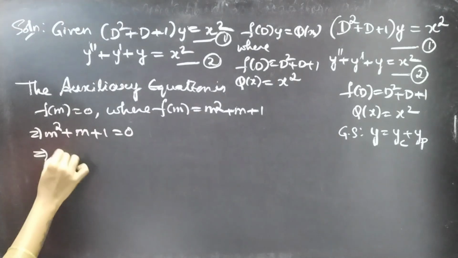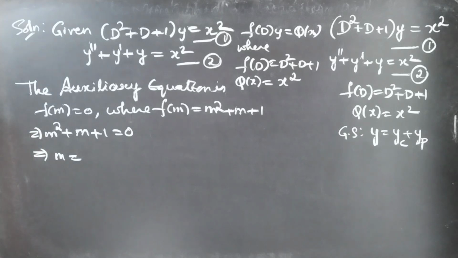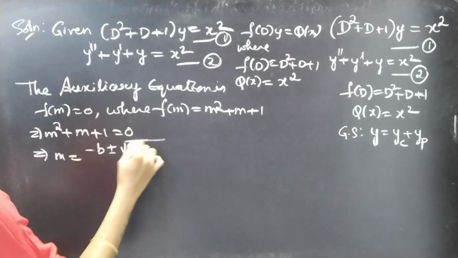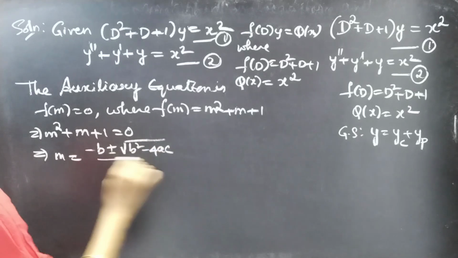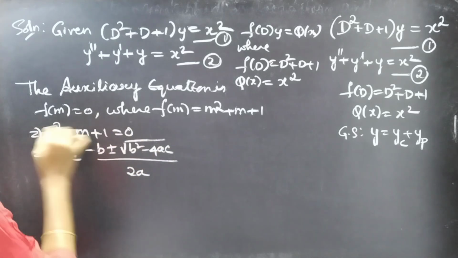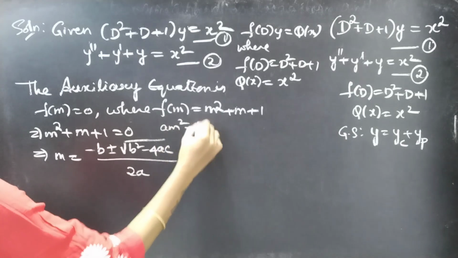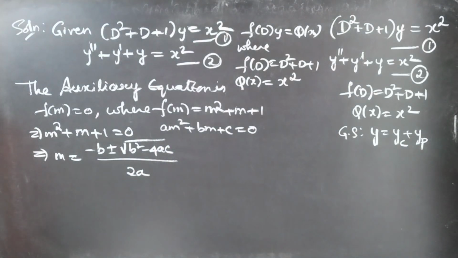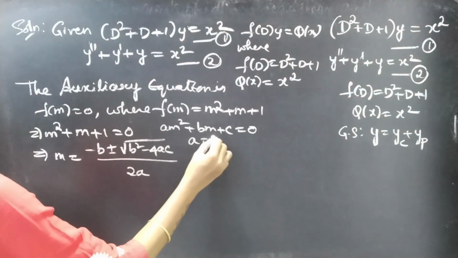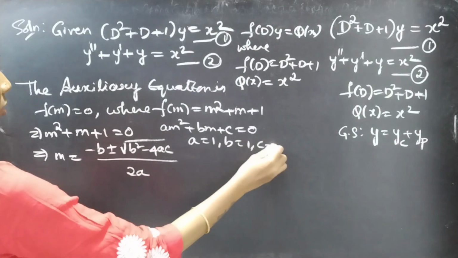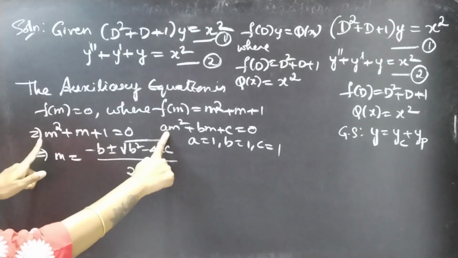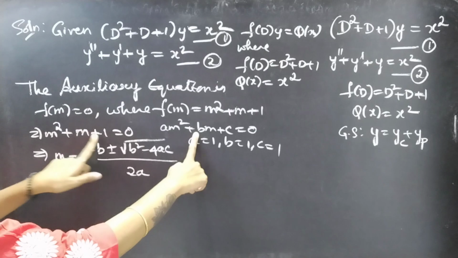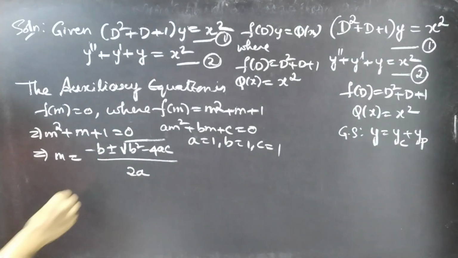Let's use the quadratic formula to find m. Just compare this equation with am² + bm + c, that is a quadratic equation in terms of m, so that you'll get the values of a, b, c, where a = 1, b = 1, c = 1. Coefficient of m² is a, which is 1, coefficient of m is b, which is 1, and constant c is 1. Right, now substitute the values in it.